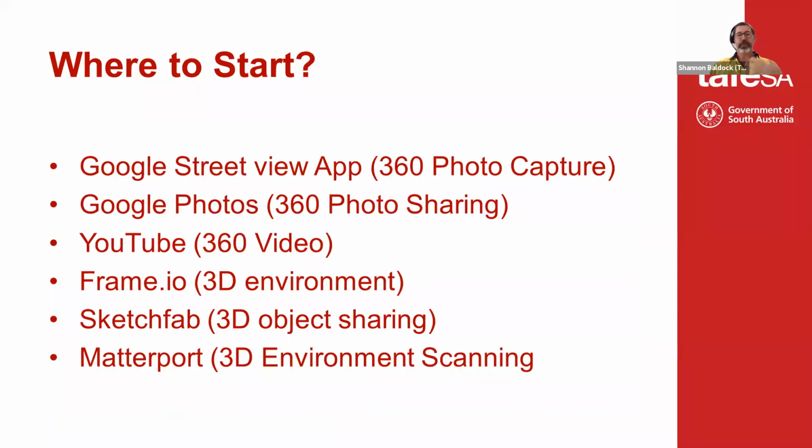And look, to give you an idea, for people who'd like to go out and look into this space, there are numerous ways you can start in this area. It doesn't have to be going and buying a $20,000 very expensive camera. There are free apps. Google Street View is a free program which you can use to capture 360-degree photographs. You can do that with a standard camera. Google Photos, again, is free. You can use that for sharing 360 photos and videos.